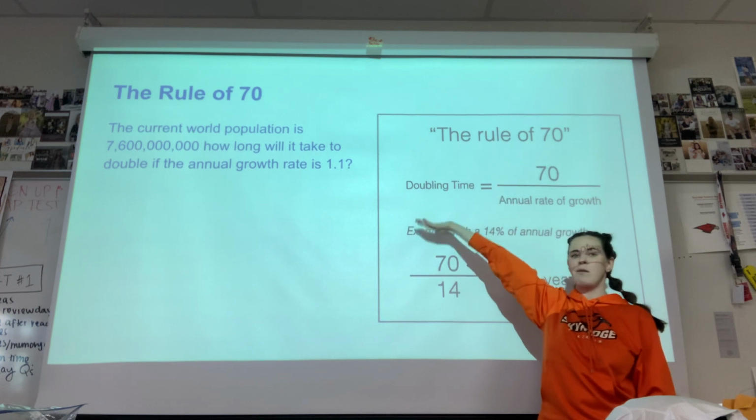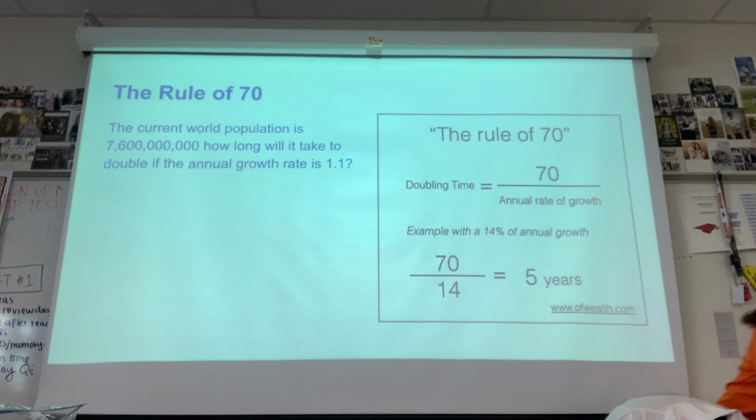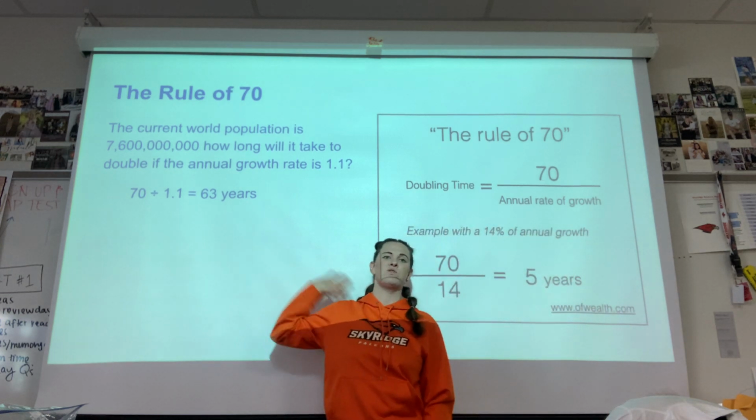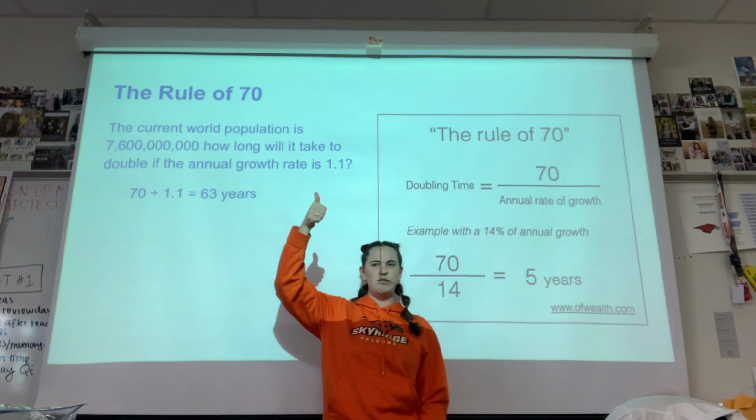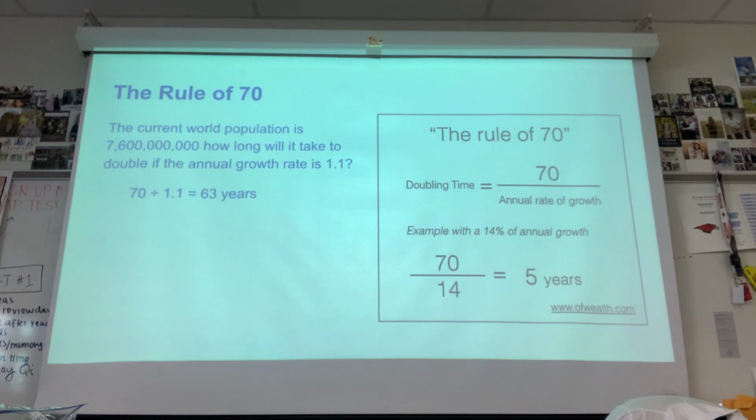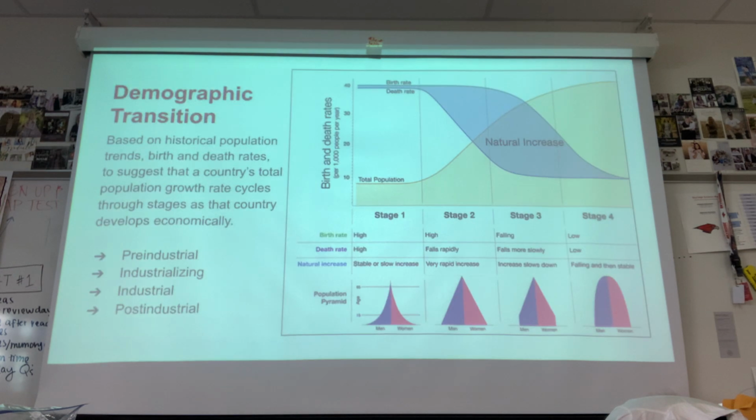So what's 70 divided by 1.1? 63.6. Perfect. 63 years. So we'd expect 63 years for it to double. Does that make sense, how to do the rule of 70 growth rate of the population? Cool. Skip all those. Those are meant for practice.